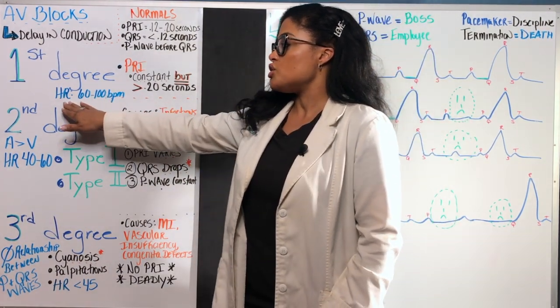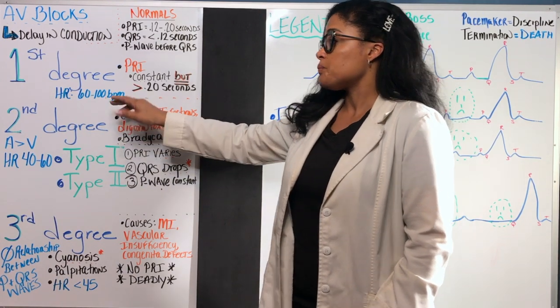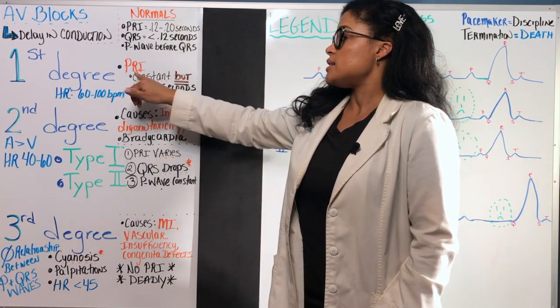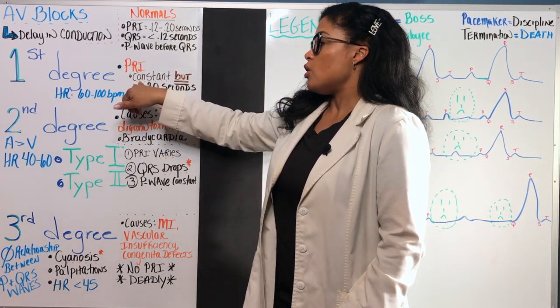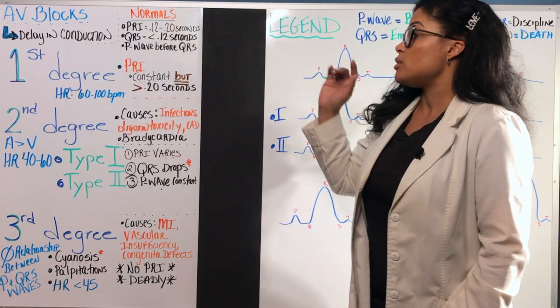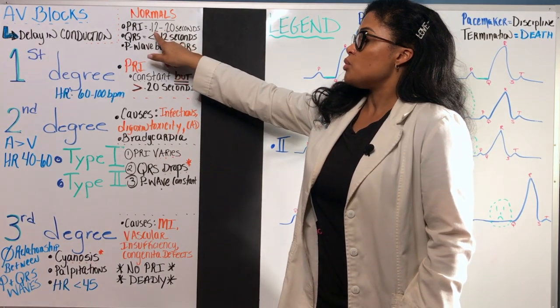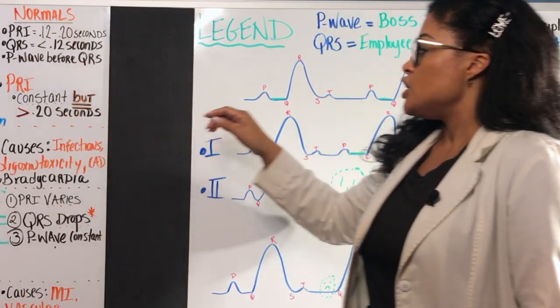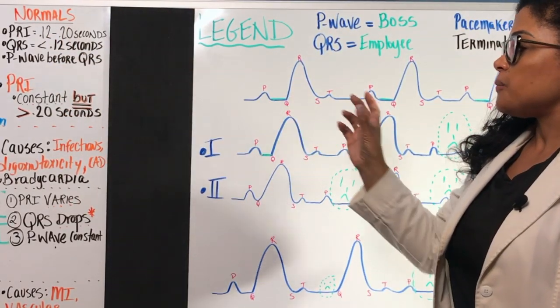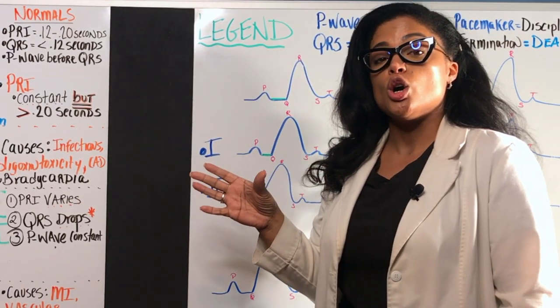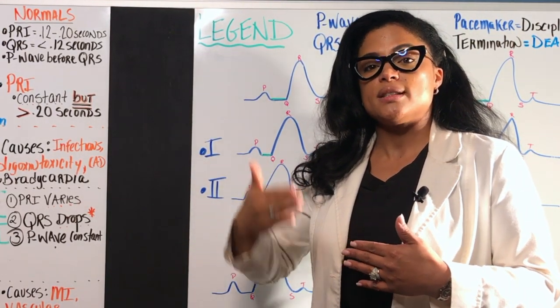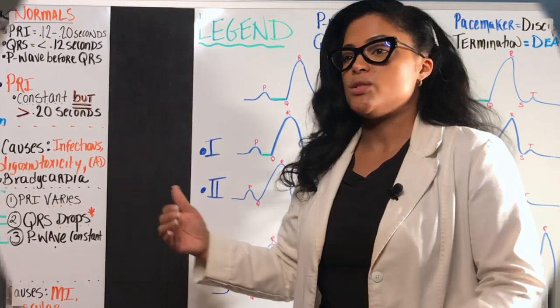The heart rate is usually between 60 to 100. But what changes is that the PR interval, although it is constant, is greater than 0.20 seconds. And if you see here, this is supposed to be the range, 0.12 to 0.20 seconds. So from the P to the R, it has become a little longer. It's going to be constant, where it's the same at every complex that you see.